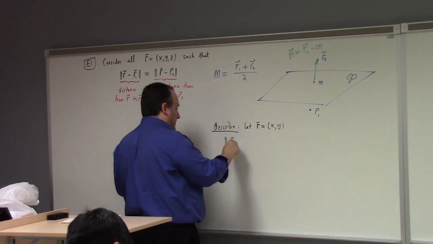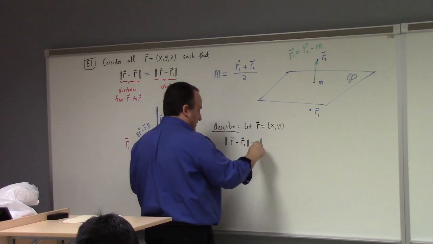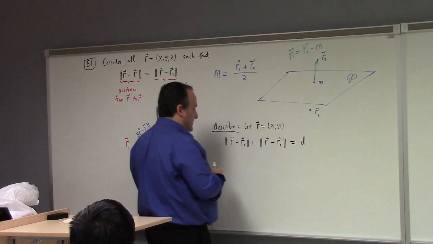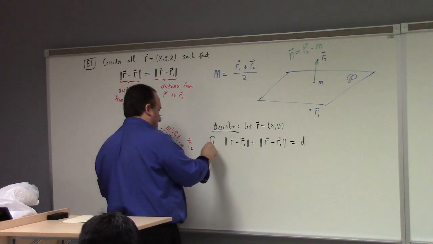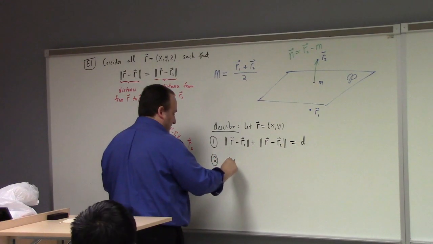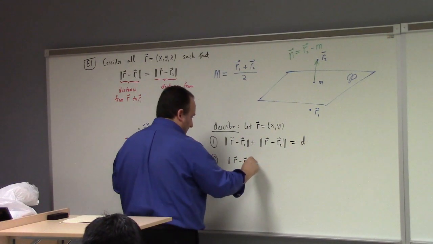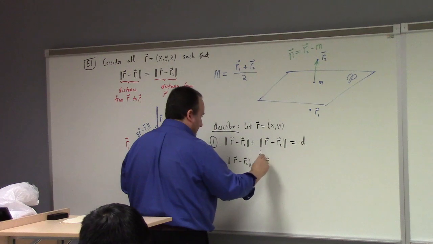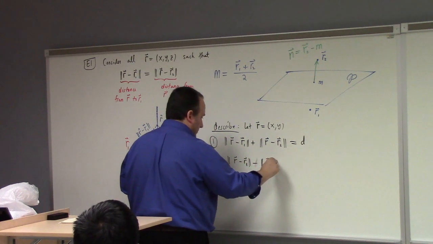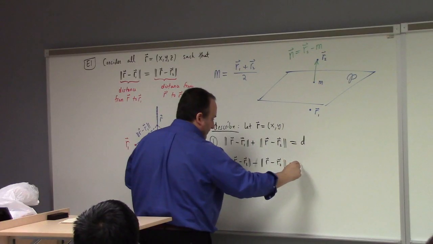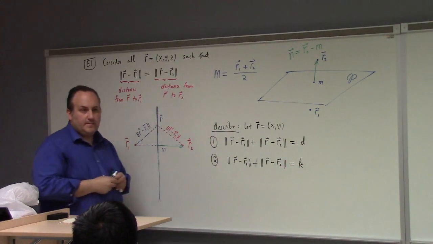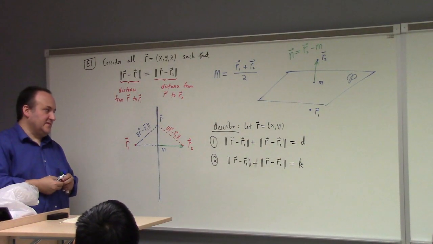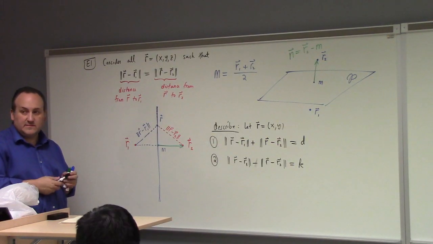All right, so what if I had the distance from R to R1 plus the distance from R to R2 equal to some fixed positive constant d? Number one. And number two, what if we had the difference of this and that equal to a constant? What would that be? Do you guys know? What is that geometrically? What does it mean to have a collection of points where the sum of the distances to two fixed points is held constant? Do you guys know what that is?